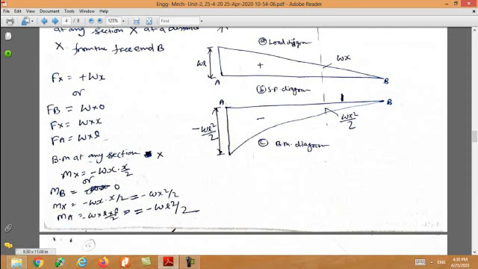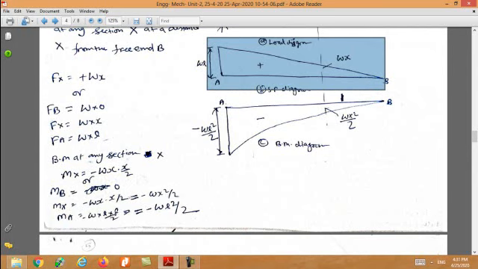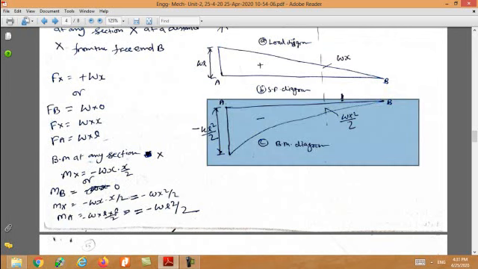If you put x equal to L by 2, then it comes minus WL square by 2. So according to the rules, if it is an inclined line, what happens? The bending moment diagram will be a curve. Okay.